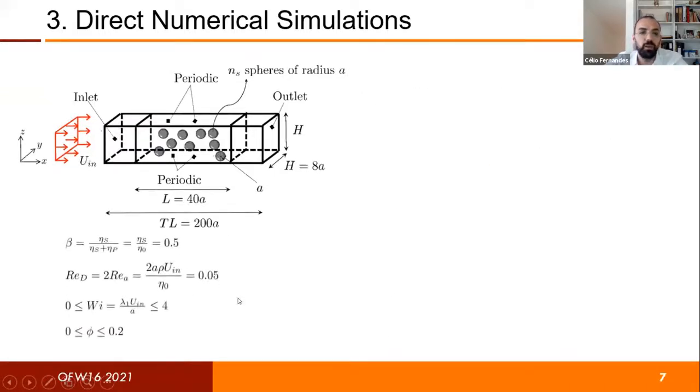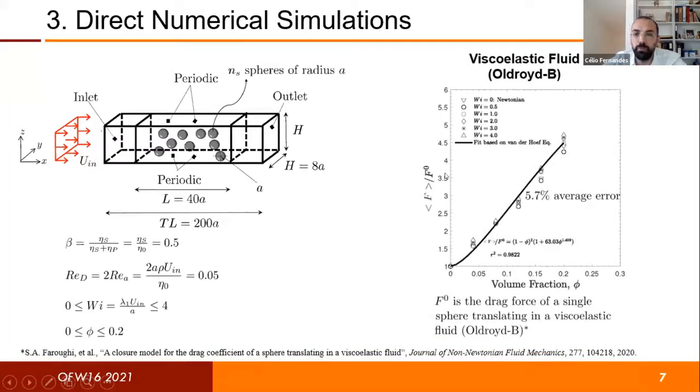So for the viscoelastic calculations, we consider the retardation ratio beta equals 0.5, the creeping flow conditions as before, and the Weissenberg number, which measures the elasticity of the fluid, was varied between 0 and 4. Again, the volume fraction of the particles varied between 0 and 20%. Here on the graphic on the right, I present the results that we obtained for the different Weissenberg numbers and the different volume fractions. And as you can see, the effect of the Weissenberg number is very, very small.